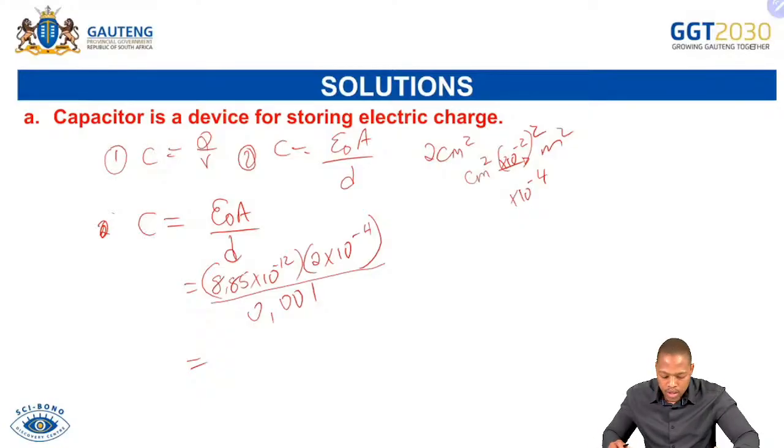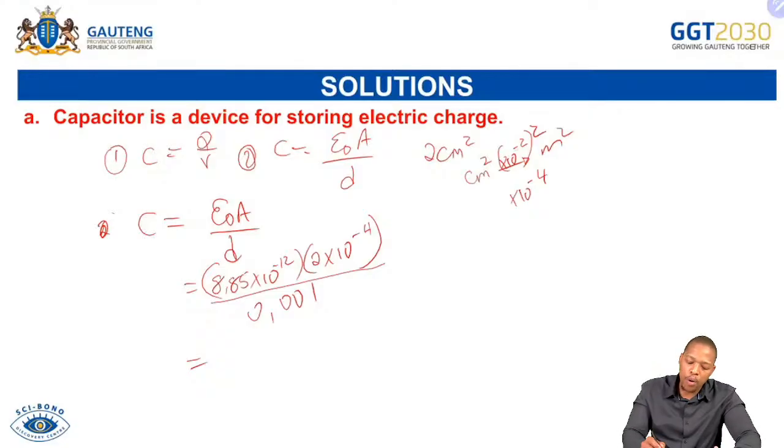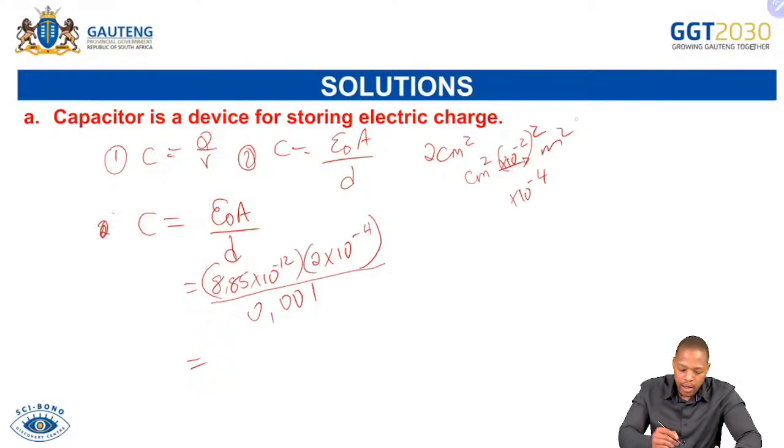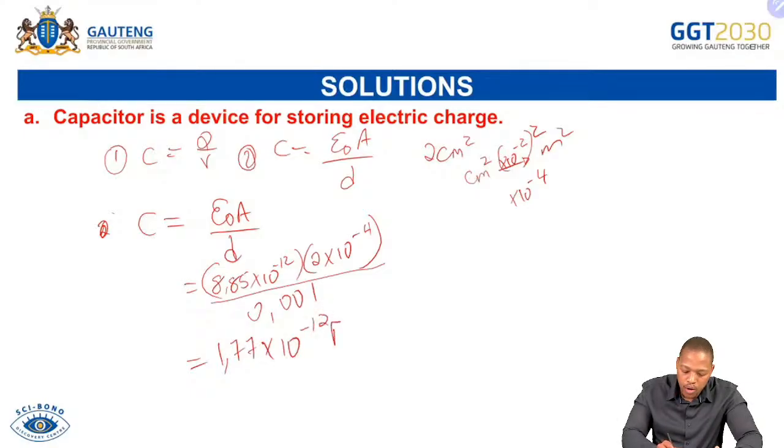And we quickly go straight to the calculator: 8.85 times 10 to the power of negative 12, multiplied by 2 times 10 to the power of negative 4. And the negative 4, where is it coming from? The conversion of square centimeters to square meters. Divide by 0.001. And what do we get there? Our answer should be 1.77 times 10 to the power of negative 12 farads. If not farads, coulomb per volt.